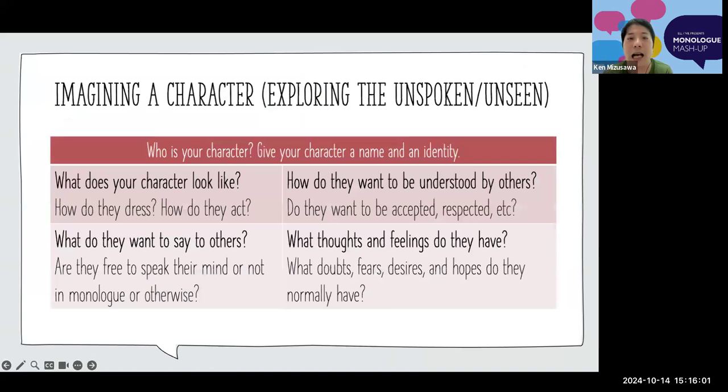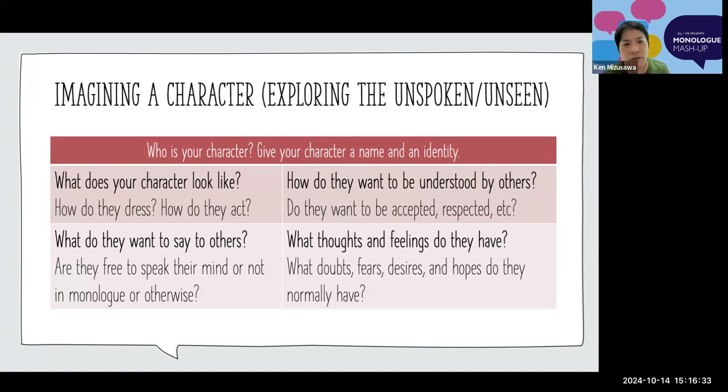So let's think about how you would imagine this character. We're going to start looking at this character by looking at what may likely be unspoken and unseen, even in your final monologue. Think about these ideas. What does your character look like? How do they dress? How do they act? If you like to draw, you can even draw your character as a way of making that character more concrete and more believable for you.